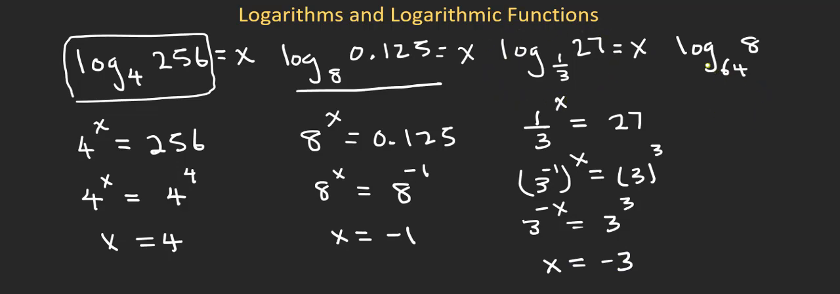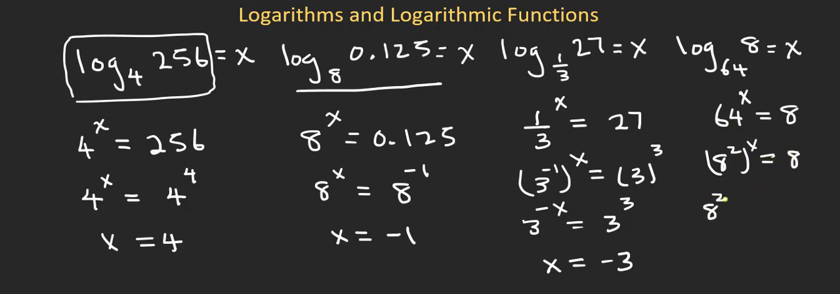What about this one? Log base 64 of 8. Well, I'm going to make it into x again. So change it to exponential: 64 to the x equals 8. What is 64? That's 8 squared, isn't it? So you get 8 to the x equals 8. The exponent is 1. Therefore, x has to be 1/2. So that means this whole thing right here is 1/2.